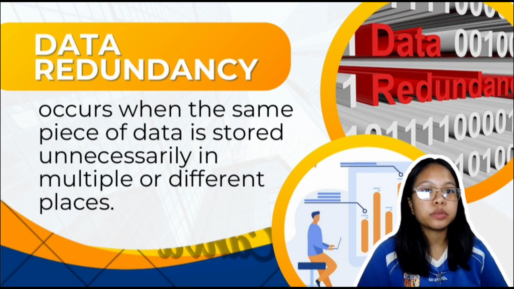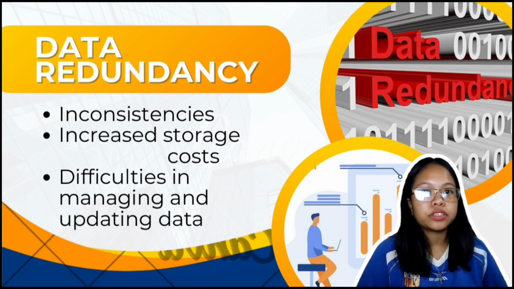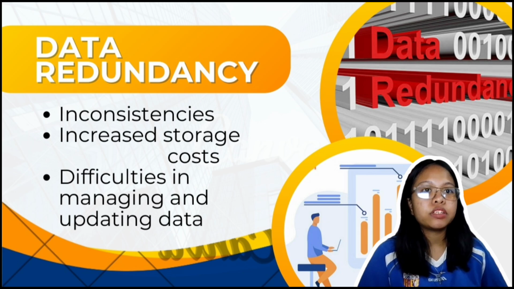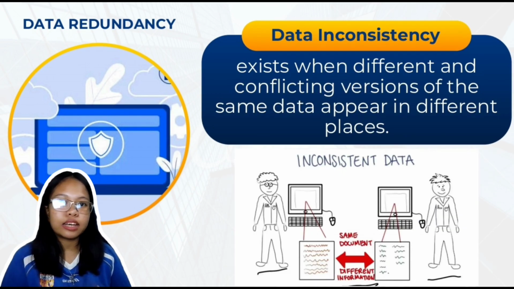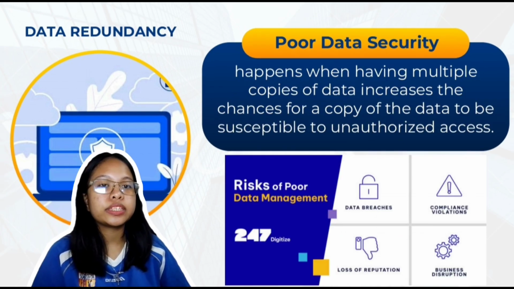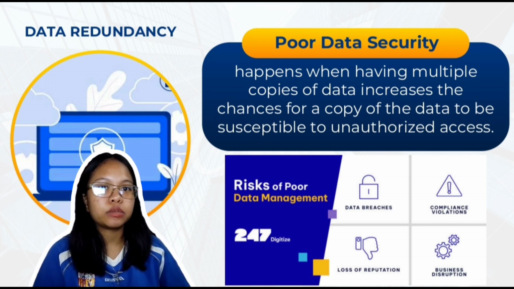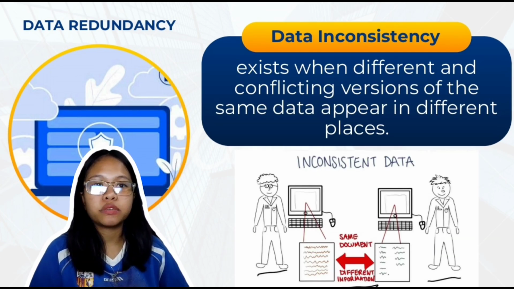Data redundancy occurs when the same piece of data is stored unnecessarily in multiple or different places. This duplication can lead to inconsistencies, increased storage costs, and difficulties in managing and updating data, as changes need to be made in every location where the redundant data exists. Uncontrolled data redundancy also sets the stage for poor data security and data inconsistency. Poor data security happens when having multiple copies of data increases the chances for a copy of the data to be susceptible to unauthorized access. Data inconsistency exists when different and conflicting versions of the same data appear in different places.